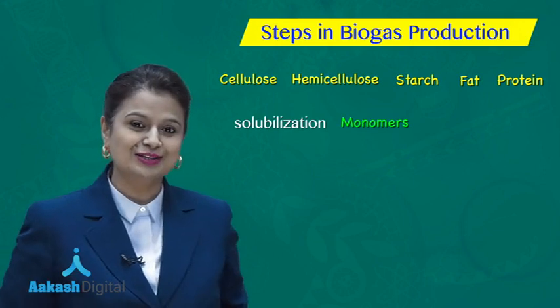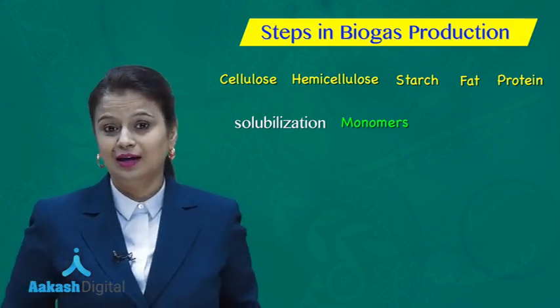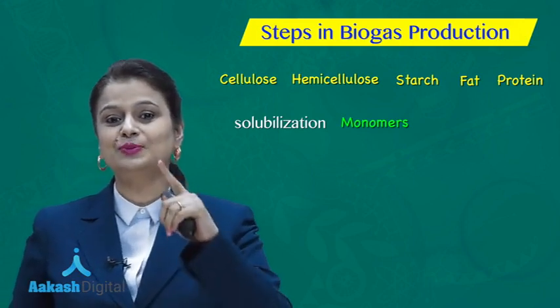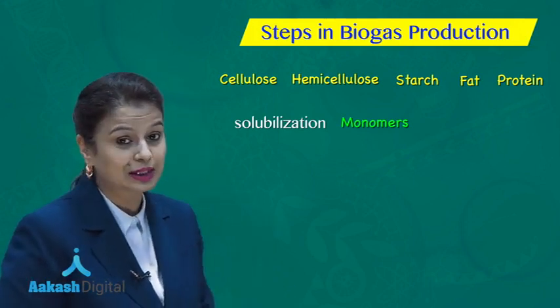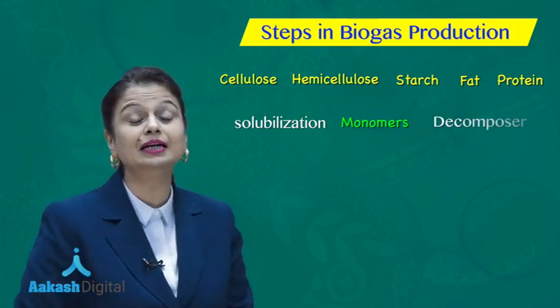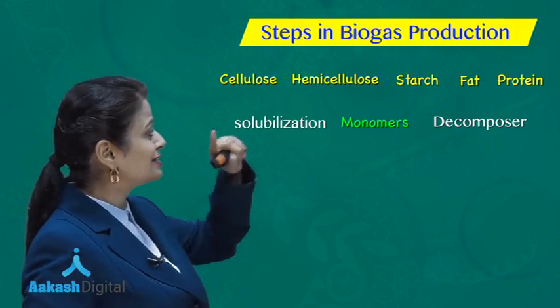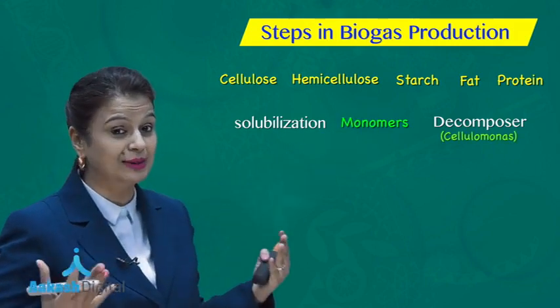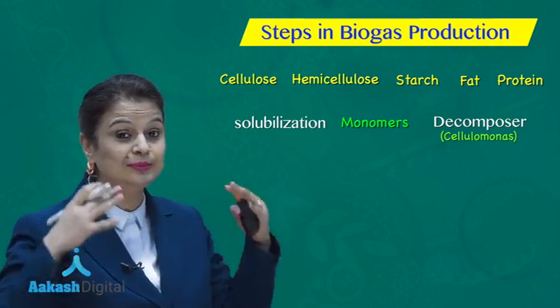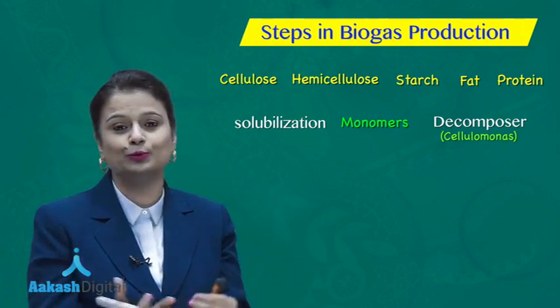The question arises here, which bacteria will perform this process? Facultative anaerobes are going to perform this process, and you are going to call them decomposer bacteria. One good example for this is Cellulomonas. As the term suggests, Cellulomonas will produce the enzyme cellulase, which will help in digestion of cellulose.